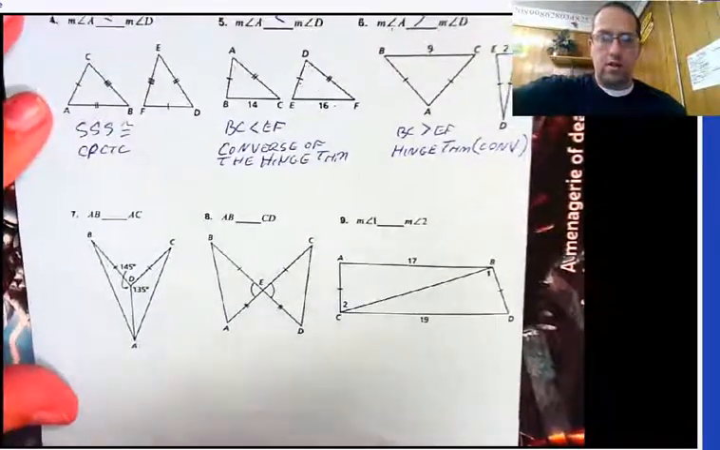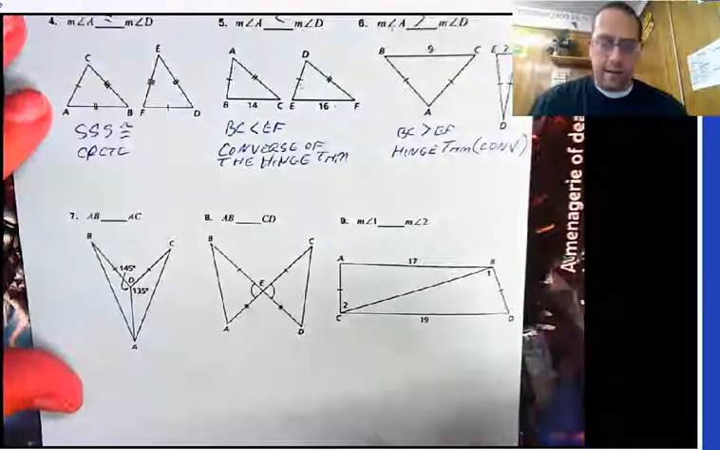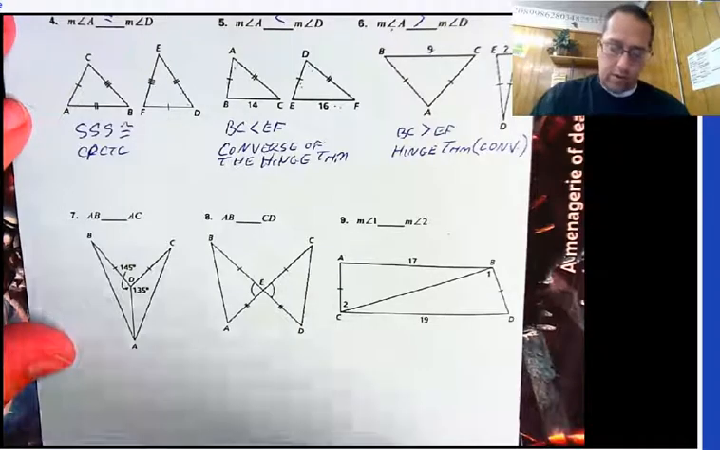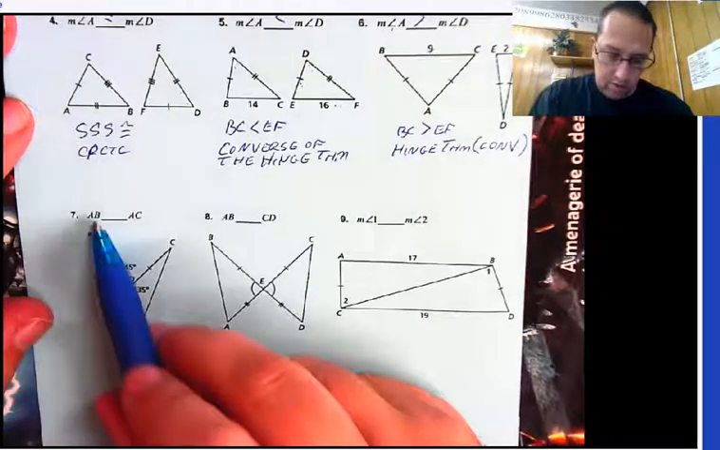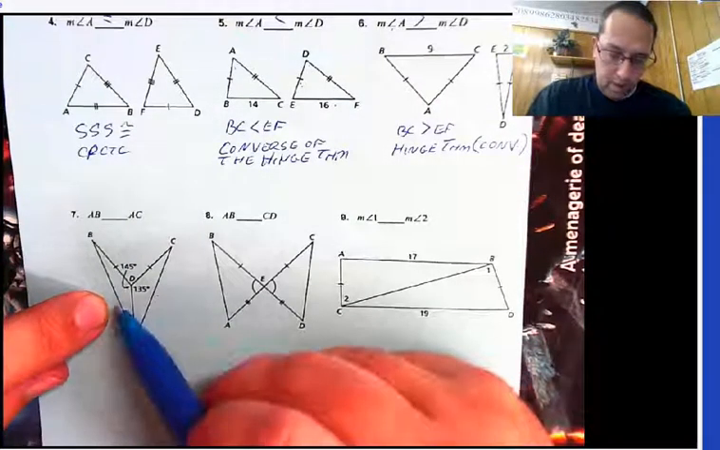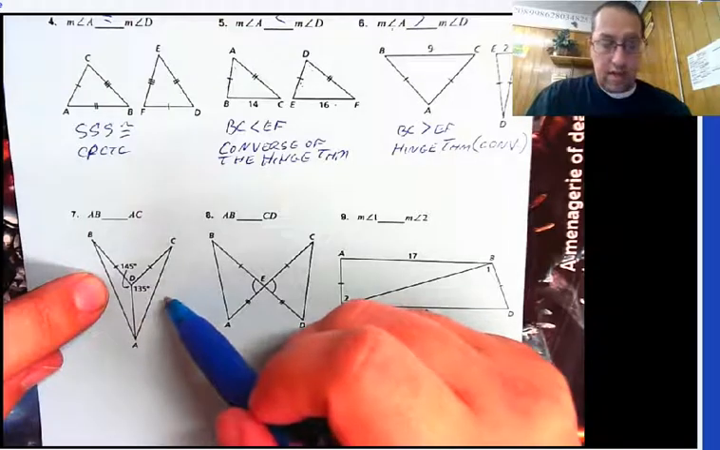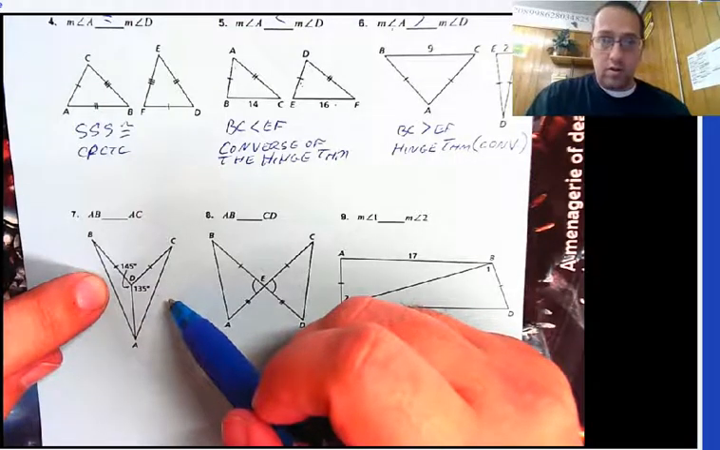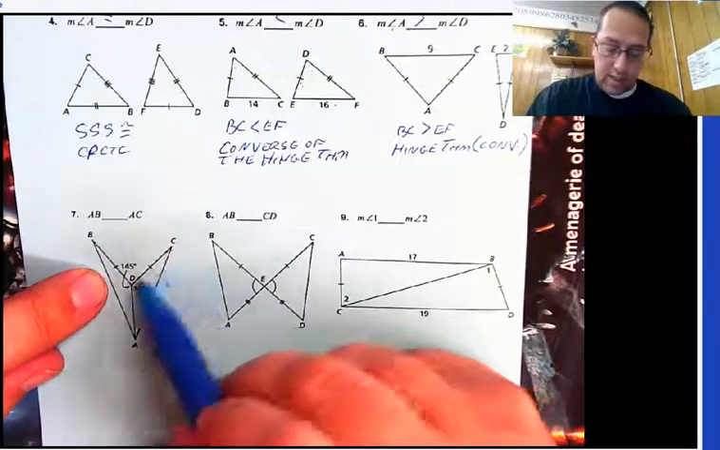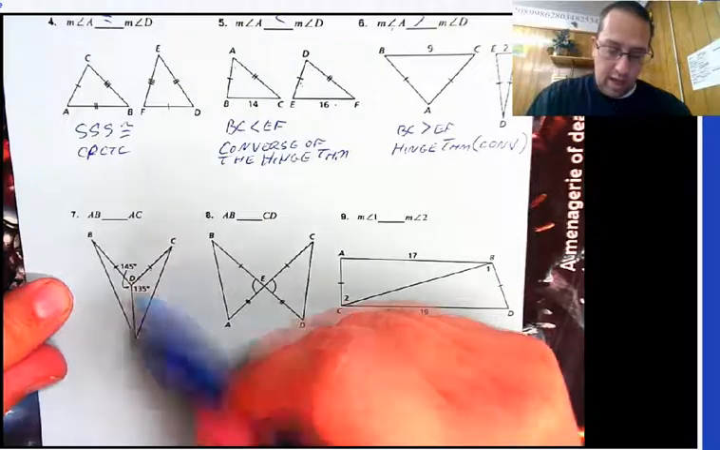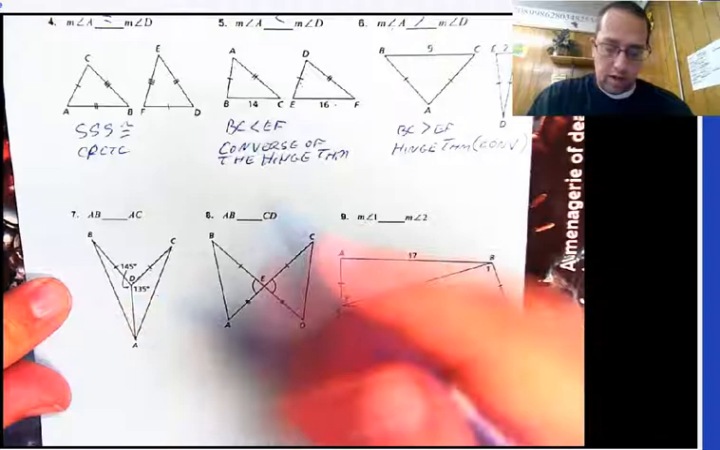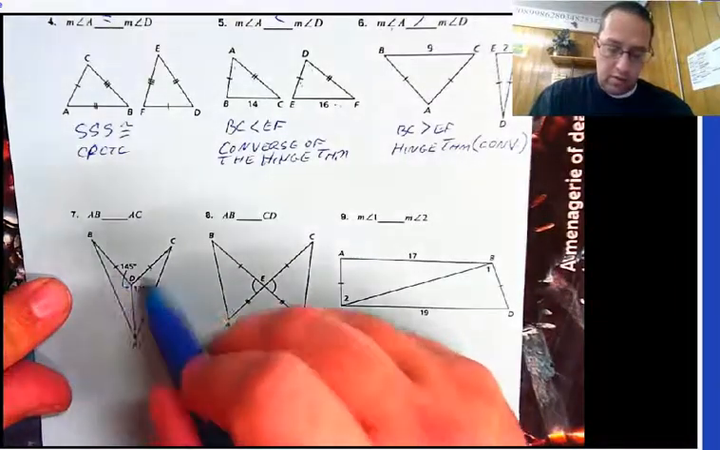All right, let's try 7, 8, and 9. These triangles are set up a little bit differently. That's okay, we can still do this. So segment AB and segment AC. What we need to do is make sure the other two sides are congruent pairs. BD is congruent to CD, those are marked. DA would have to be congruent to DA. It's the same side, so it's reflexive. So we do have two sets of congruent sides.